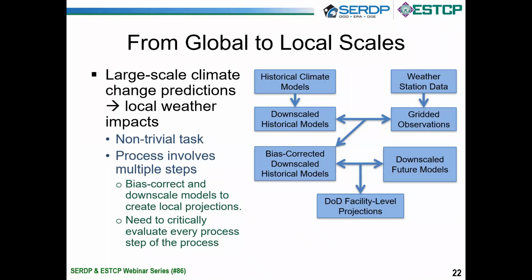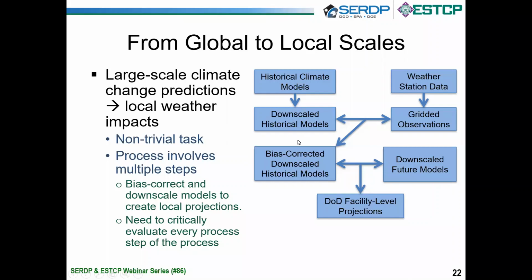And so typically, an approach that's used is to bias correct the historical model, which involves essentially shifting the downscaled historical model results by a number so that it is consistent with the gridded observational product, and then looking at the relative change in a given quantity of temperature or precipitation, for example, between the model's historical and future projections, and then use that as a basis to develop facility level projections at the scale of a few kilometers.